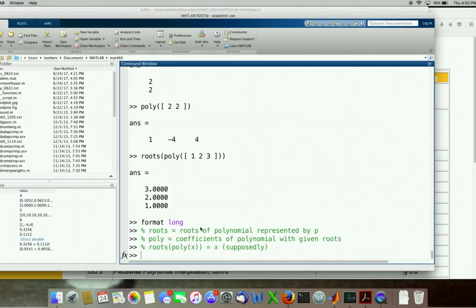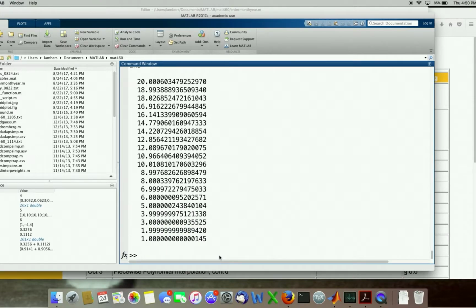But now I'm going to do roots of poly of the numbers 1 through 20. I'm not going to type them all out because I'm lazy and forgetful. So if I do 1 colon 20, that gives me the numbers from 1 to 20. And what I get is supposed to be 1 to 20, but as you can see, it's a little bit off.